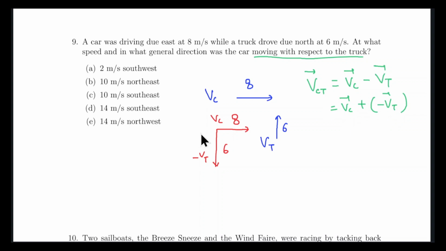So obviously it will be somewhere over here. Using Pythagoras, 8 and 6 is a pretty popular Pythagorean triplet, so that will come out to be 10. And the direction is definitely southeast. Southeast is right over here, which should be option C.